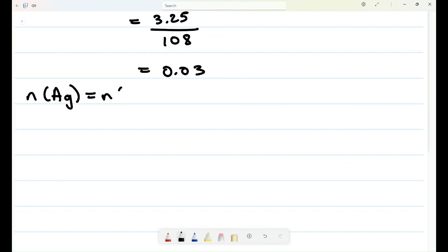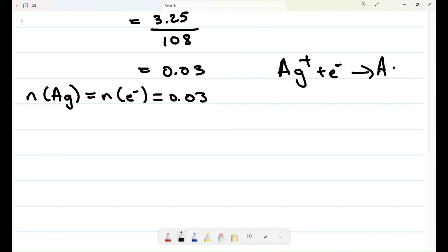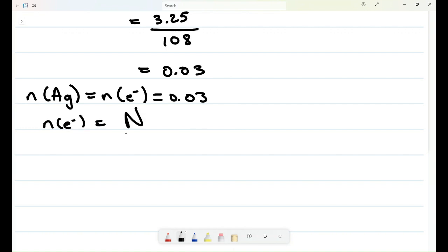Now I should compare: the number of moles of Ag is equal to the number of moles of electrons. Why am I saying that? Because check, Ag plus plus e is equal to Ag. The ratio between electron and Ag is 1:1, so hence I'm saying they are equal. Then remember, I want the number of electrons. I'm going to say n, the number of moles of electrons, is equal to the number of particles, specifically electrons, divided by Avogadro's constant. So here I have 0.03.